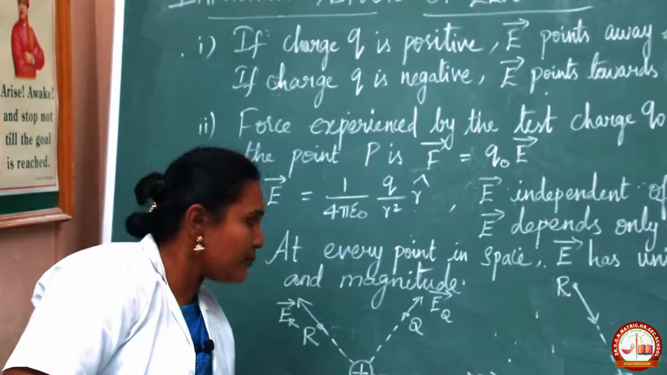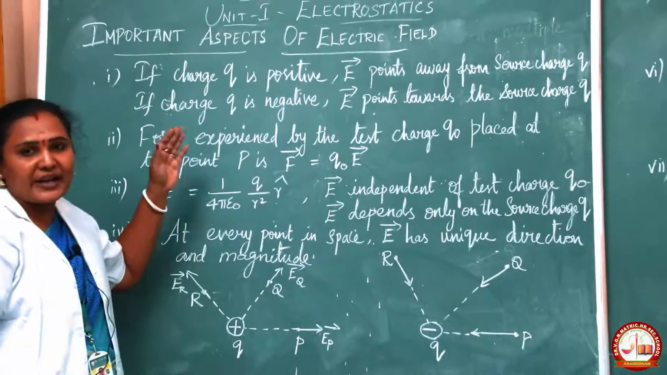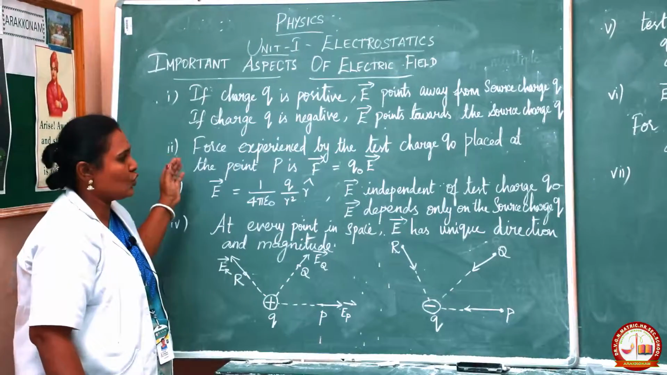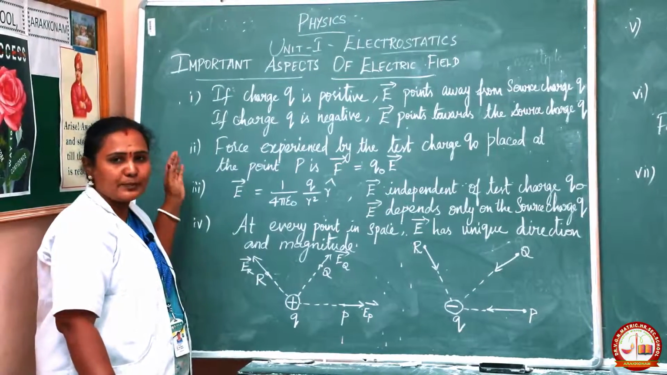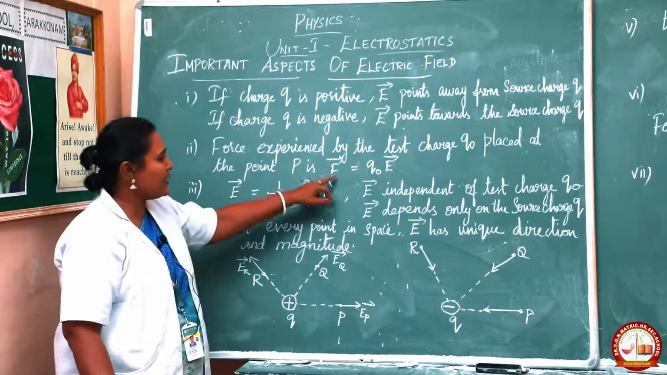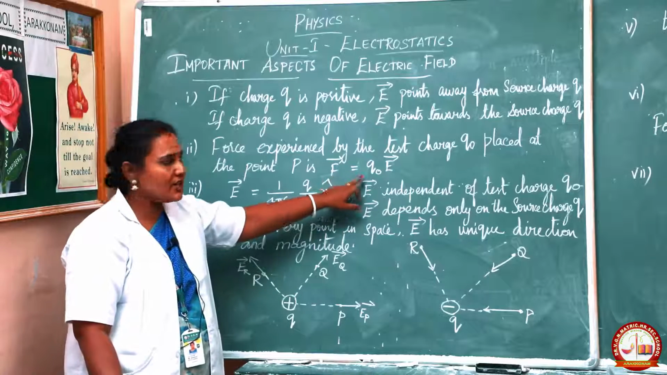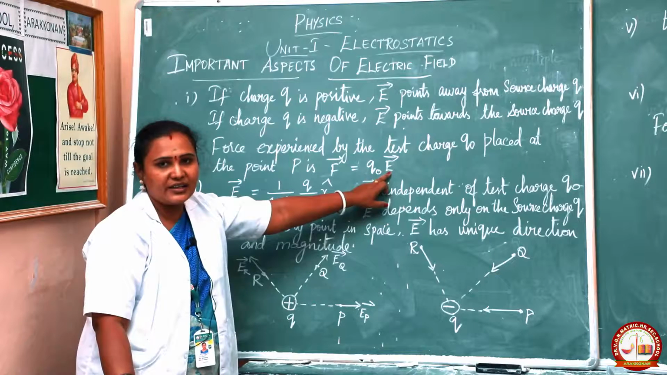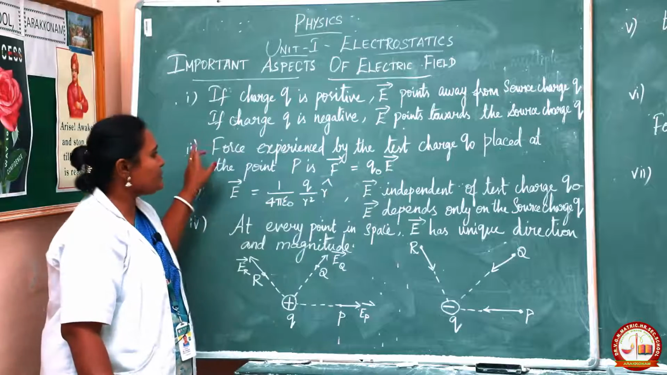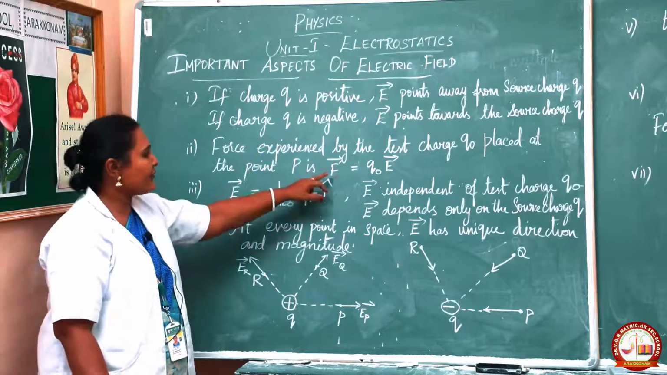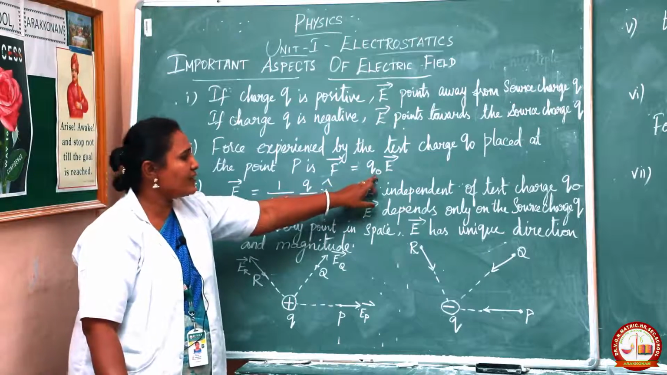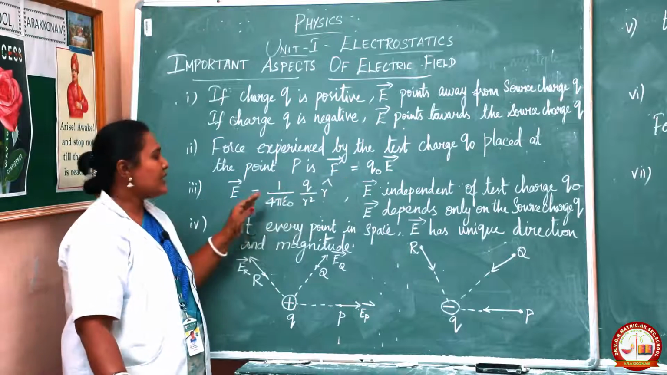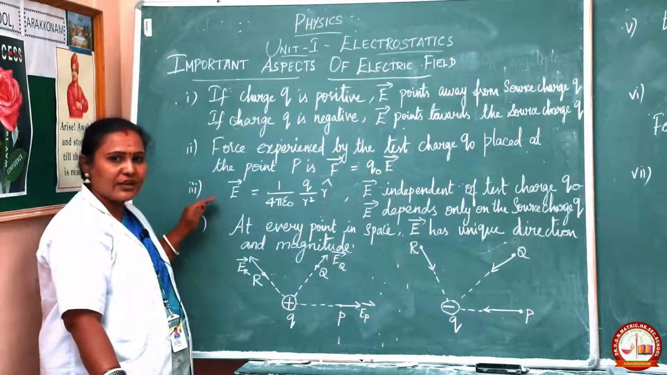The next thing, the second point, is the force experienced by the test charge. The test charge here is denoted by Q naught. If it is placed at a point P, then the force experienced, denoted by F vector, is equal to Q naught, which is the test charge, times E vector, which is the electric field. So force experienced by the test charge is given by F vector equals Q naught E vector. If E is the electric field, then this is the force expression. Then the third important aspect of electric field.